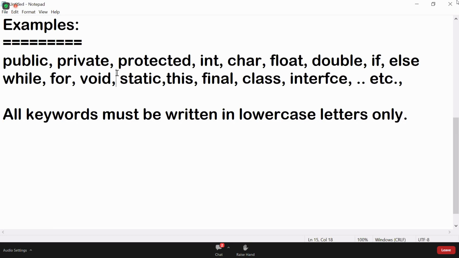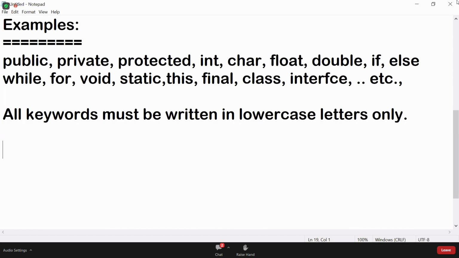Now, all keywords must be written in lowercase letters only. While writing keywords, you should not write capital letters.